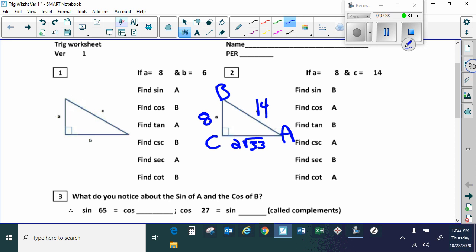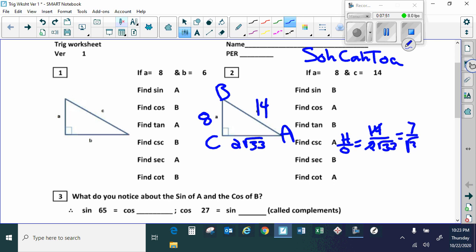All right, cosecant of A. Remember, that's the reciprocal of sine. Let's put SohCahToa up here again. So cosecant is the reciprocal of sine. Sine is opposite over hypotenuse. So the reciprocal is hypotenuse over opposite: 14 over 2 root 33. Well, that reduces to 7 over root 33. But remember, no radicals in the denominator, so I must rationalize it. Always multiply by the same thing. So I get 7 root 33 all over 33. And 7 over 33 doesn't simplify. So there's my answer.